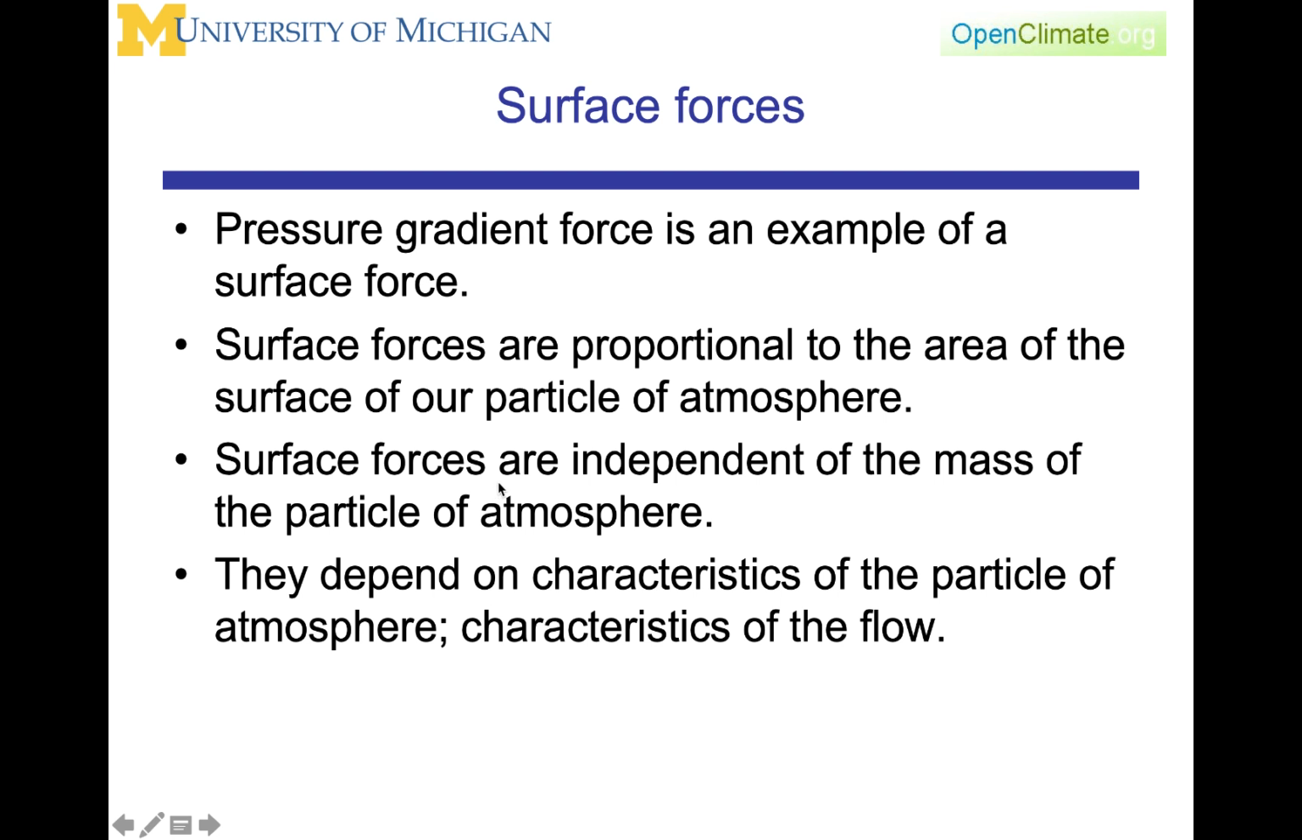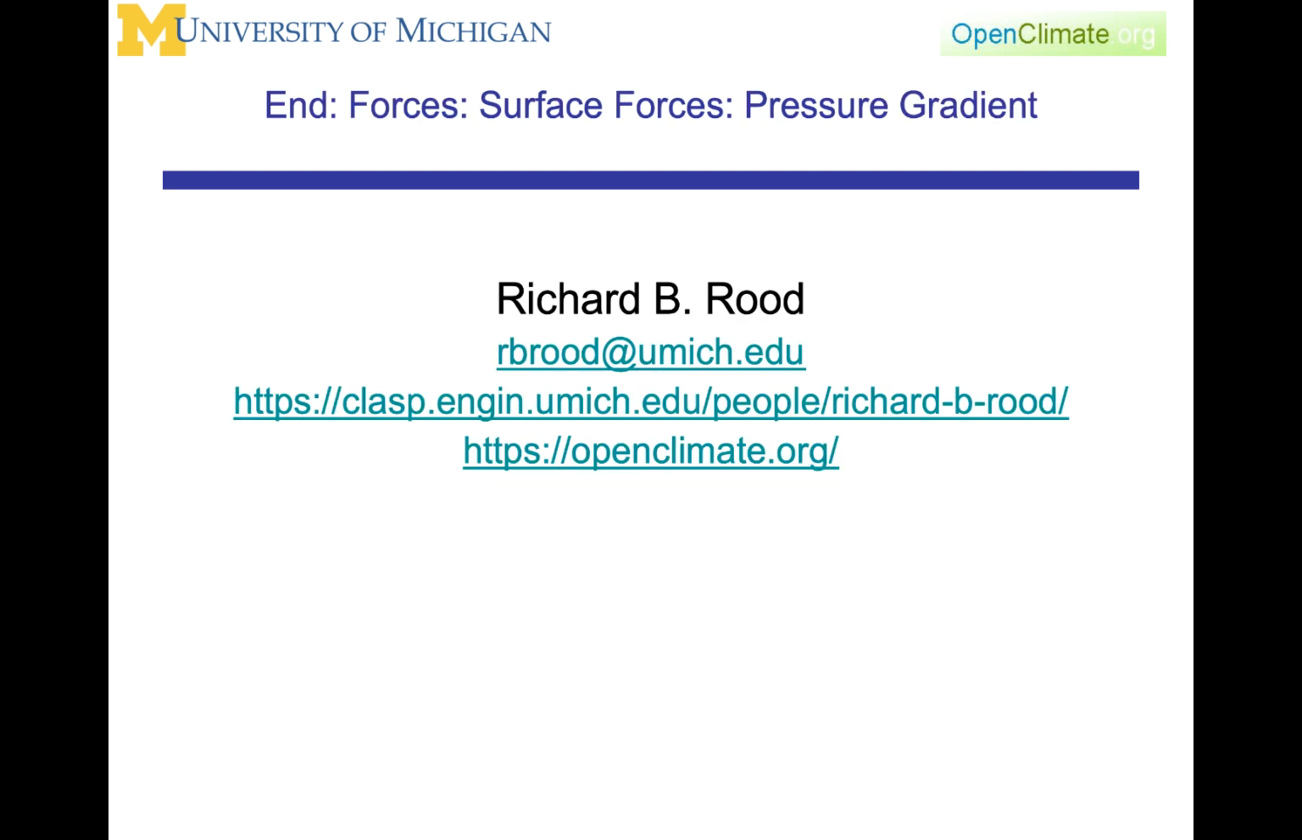The pressure gradient force is an example of a surface force. You can see how it was proportional to the area of the surface, in our case for delta x, the area being delta y delta z. And you'll see that they are independent of mass and that they depend on the characteristics of the flow. In particular, they're going to depend upon gradients and what we will call shear within the flow. And that is our introduction to surface forces and the pressure gradient.